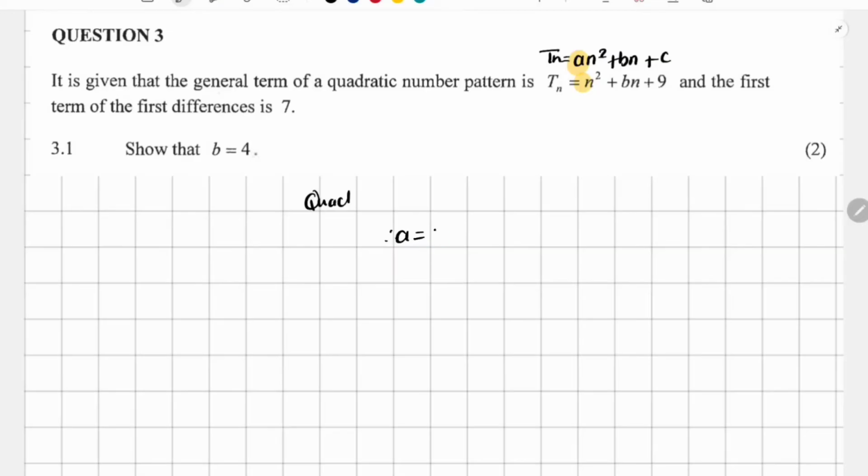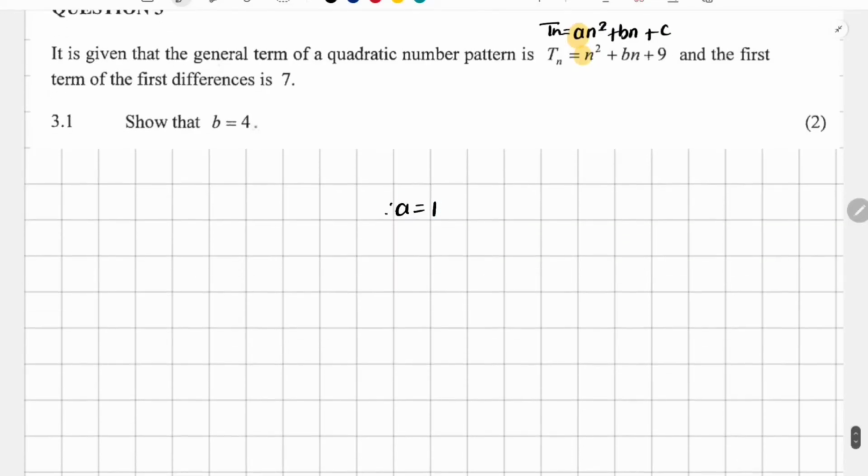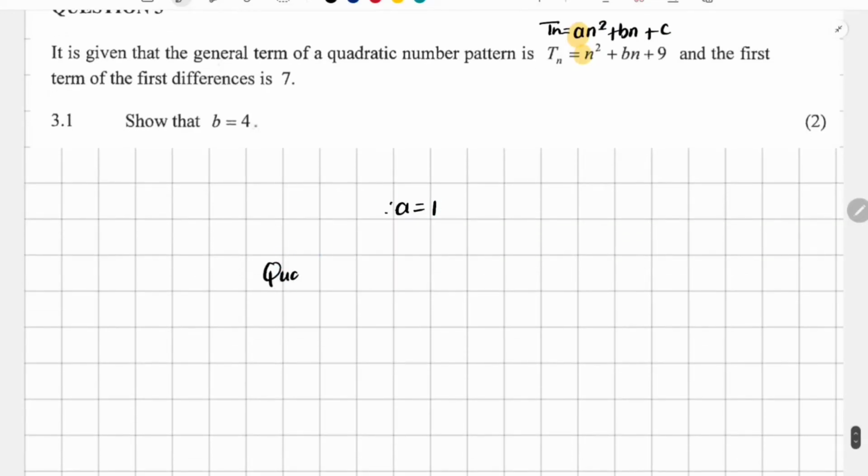So a equals 1. Now, the quadratic pattern is supposed to look like this. You're supposed to have your quadratic pattern where you have your first term, your second term, your third term, and so on.